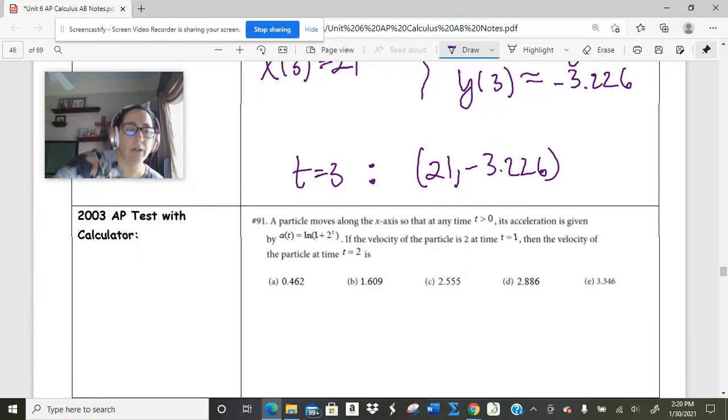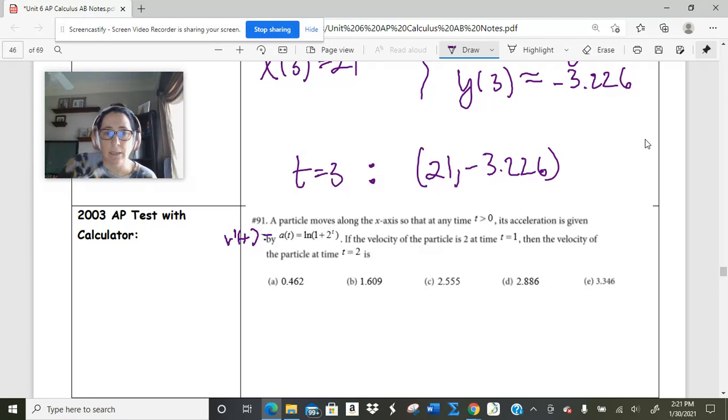Okay, so I want you guys to go ahead and try this from the 2003 AP test. I want to know the velocity at 2. I know the velocity at 1, and I know the derivative of the velocity. It's that acceleration. So get your setup.